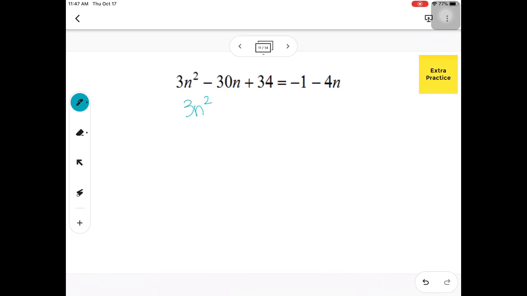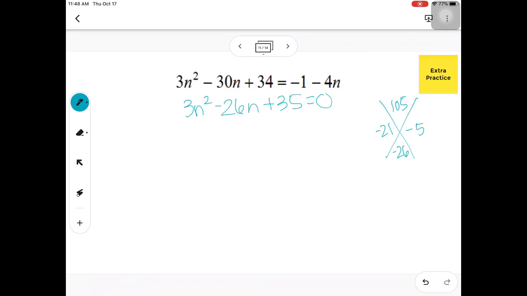When I move everything over to the same side, I'm going to add 4, so this is negative 26n plus 35 equals 0. 3 times 35 gives me 105, and adding to negative 26, this one will be factorable, I believe, if I remember correctly. Okay. Your pair, and I do remember correctly, is negative 21 and negative 5.